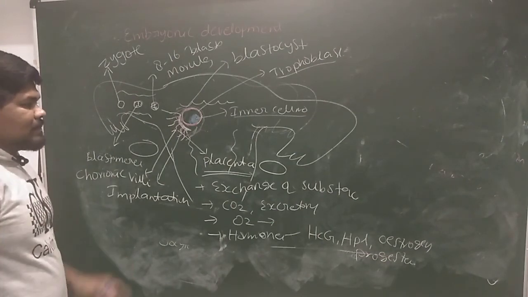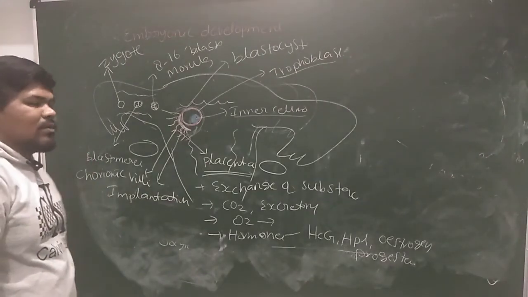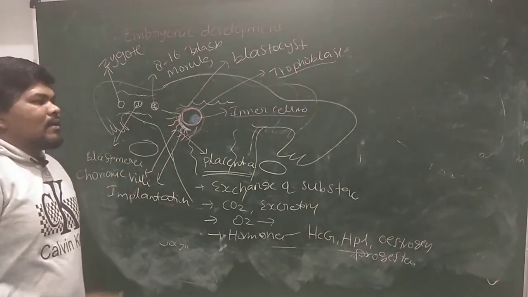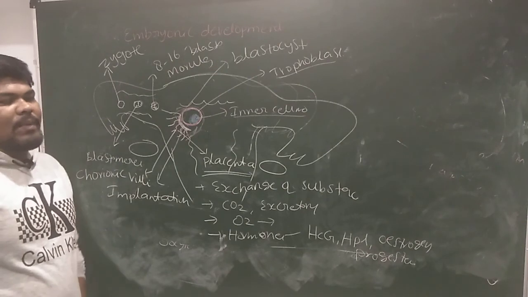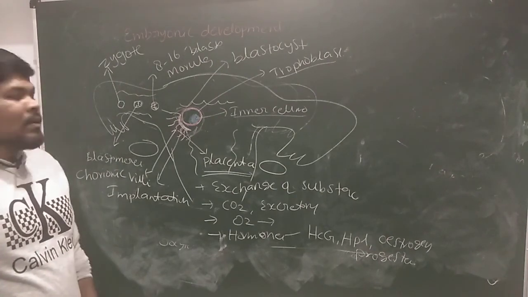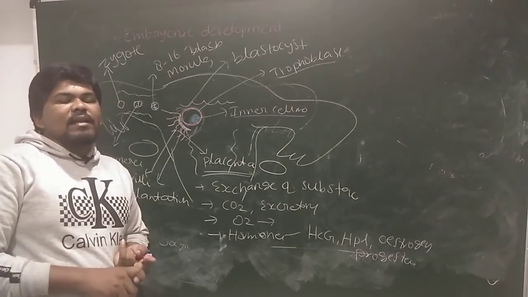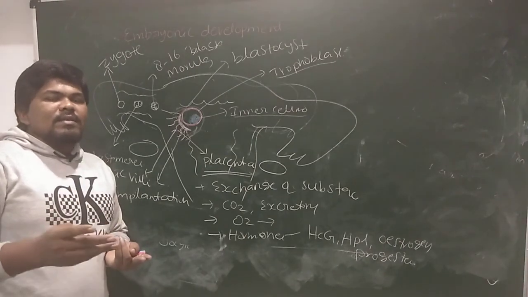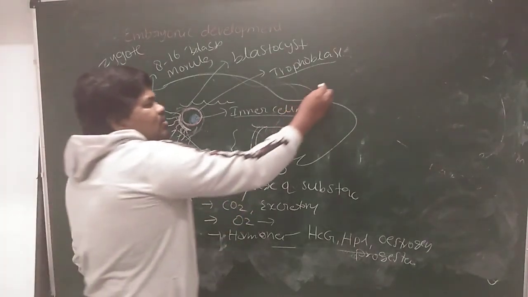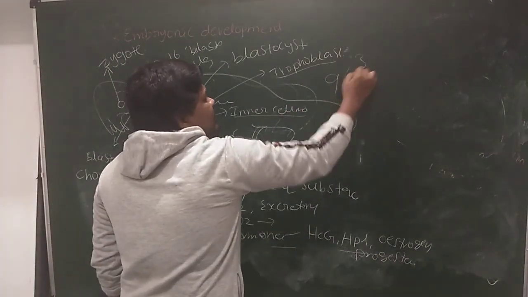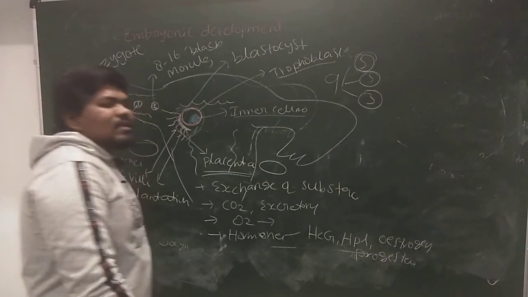After that, the blastocyst develops into an embryo, and finally after 9 months it completely develops into a baby. The 9 months of pregnancy in females is divided into 3 trimesters. The first trimester contains 3 months, the second trimester contains the next 3 months, and the third trimester contains the last 3 months. First trimester 3 months, second trimester 3 months, and third trimester 3 months.